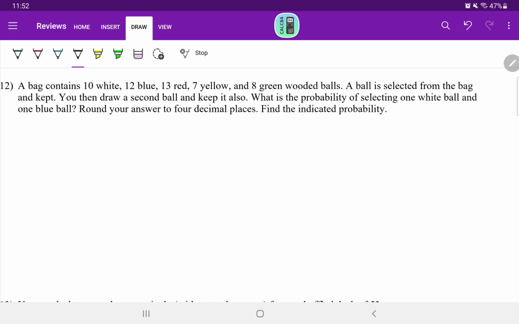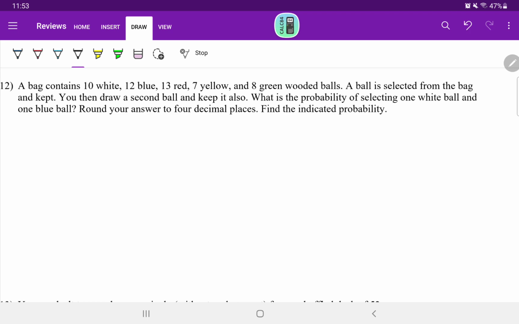You keep, but then you draw a second ball and you keep it also. What is the probability of you selecting one white ball and one blue ball? Round your answer to 4 decimal places. Let's find the indicated probability.